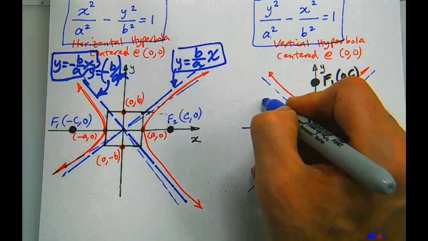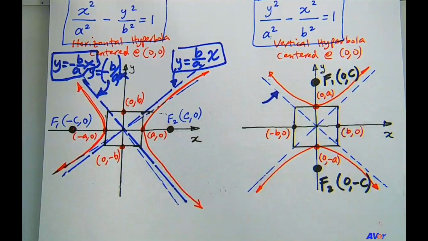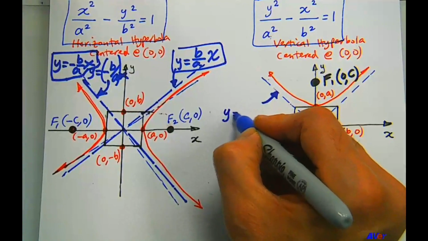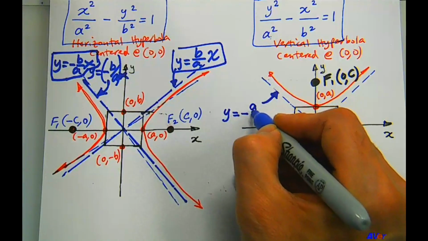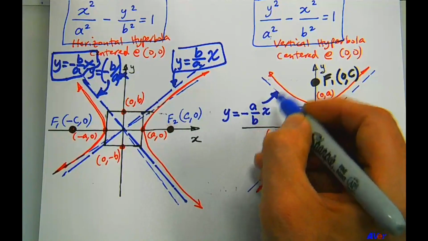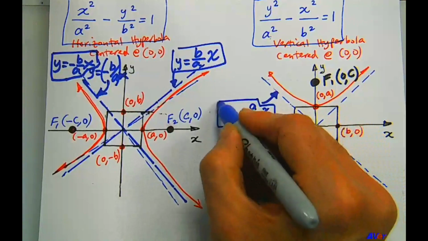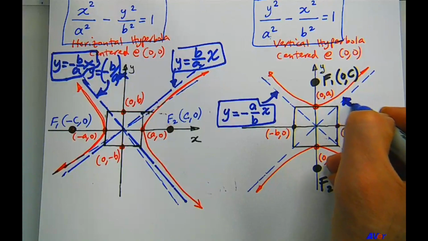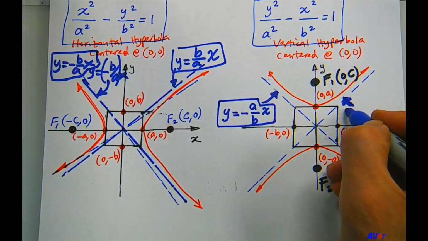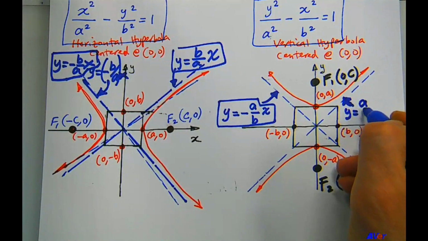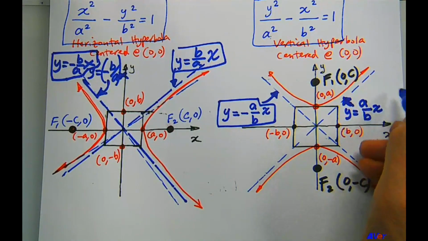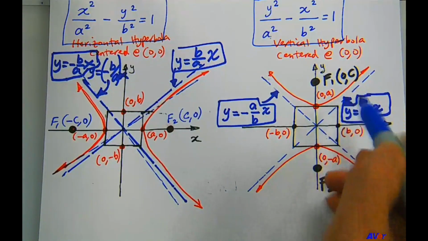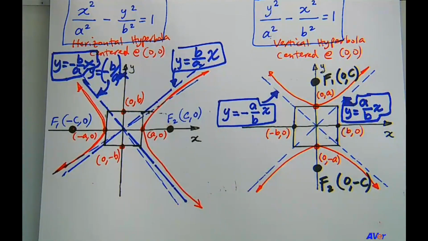What about here? Well, this is a vertical hyperbola, right? The equation of that asymptote would be y equals minus a over b times x, and this asymptote would be y equals positive a over b times x, like that. Okay, so that's the equation of this asymptote. This is the equation of that asymptote.